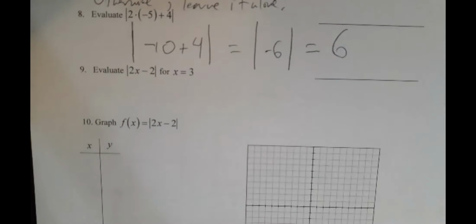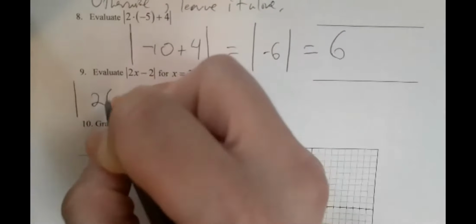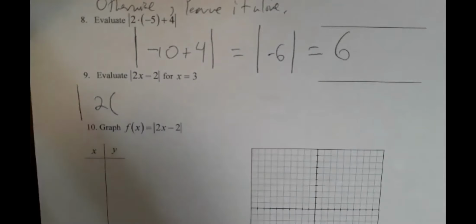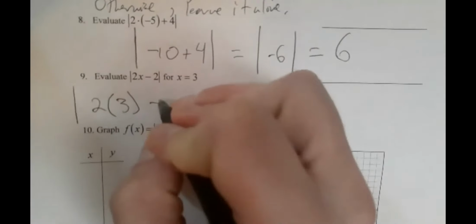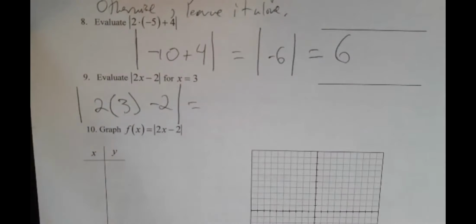Now they want us to do an evaluation problem with an absolute value. So this should look almost exactly the same, except we're plugging in a number first, right? Absolute value, times x, we don't want to put x in there anymore. We subtract 2. We throw in the absolute value signs. So now we're looking inside of here. We're doing multiplication before we do that subtraction.